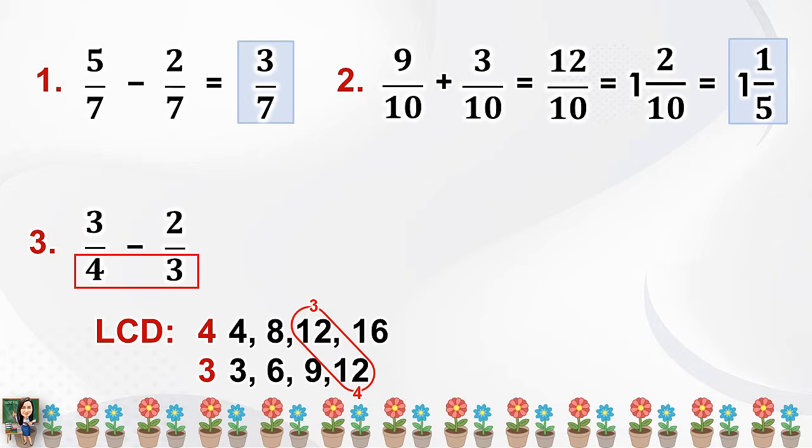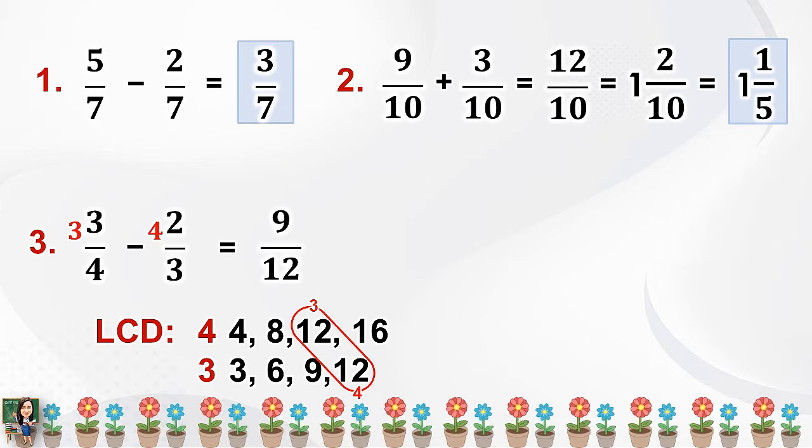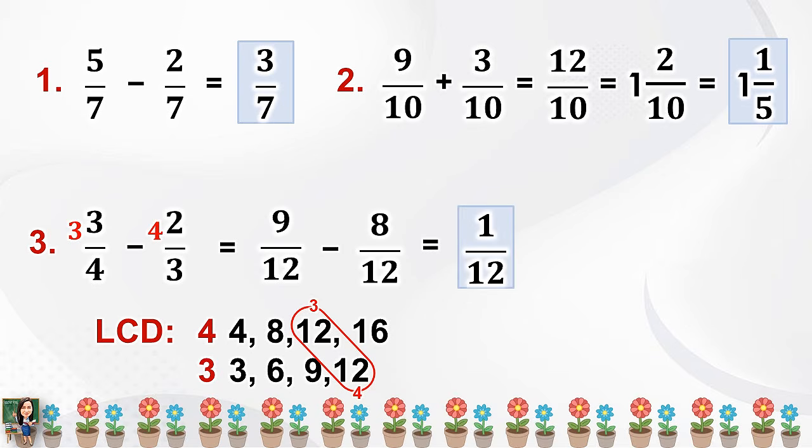Multiply 3 to the first numerator. 3 times 3 equals 9. Then copy the common denominator 12. Then multiply 4 to the second numerator. 4 times 2 equals 8. Then copy the common denominator 12. Now let's subtract. 9 minus 8 equals 1 over 12. So this is the final answer.